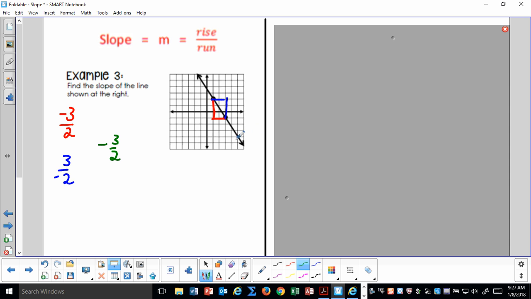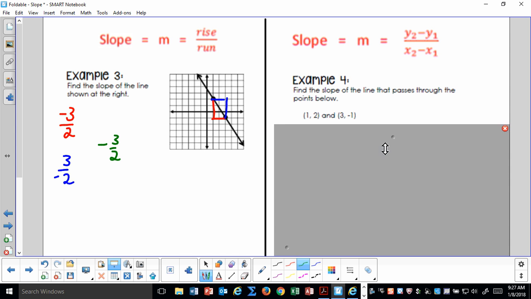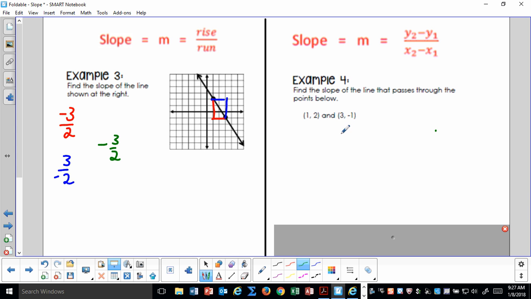So now we're going to take those 2 points and we're going to calculate the slope algebraically using the slope formula: y sub 2 minus y sub 1 over x sub 2 minus x sub 1.